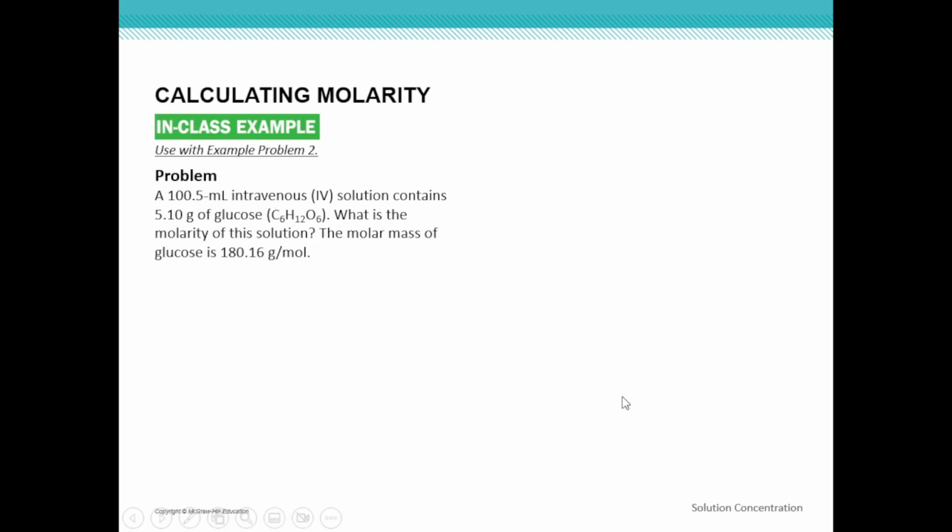So 5.1 divided by 180.16, I get 0.0283. Because this is not our ultimate answer, I'm going to be plugging into a different equation. I don't want to round this. Technically speaking, this would be 3 sig figs, but I have more digits on my calculator. I'm going to take a couple more just to be sure that I'm not going to hurt my final answer. I just want an unrounded value. So now I have moles, which I can plug in. I have liters, which I can plug in. And I'm solving for molarity, so that all makes sense.